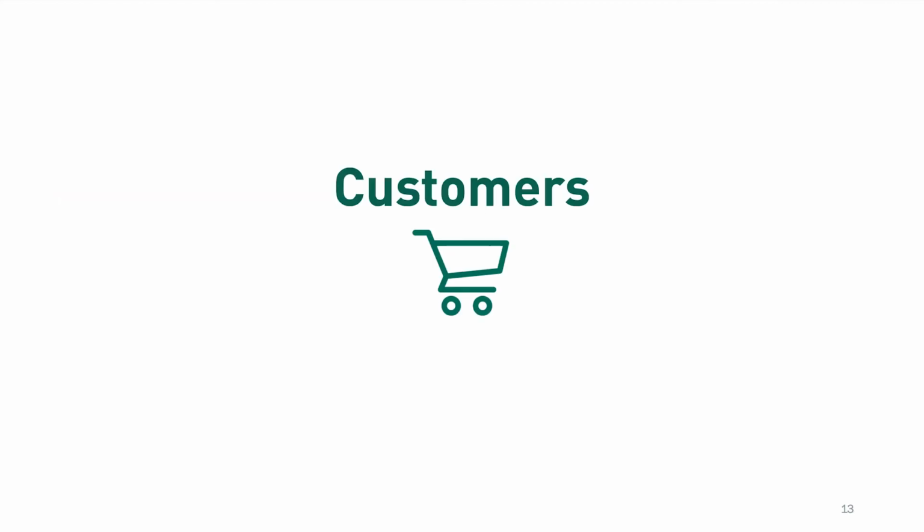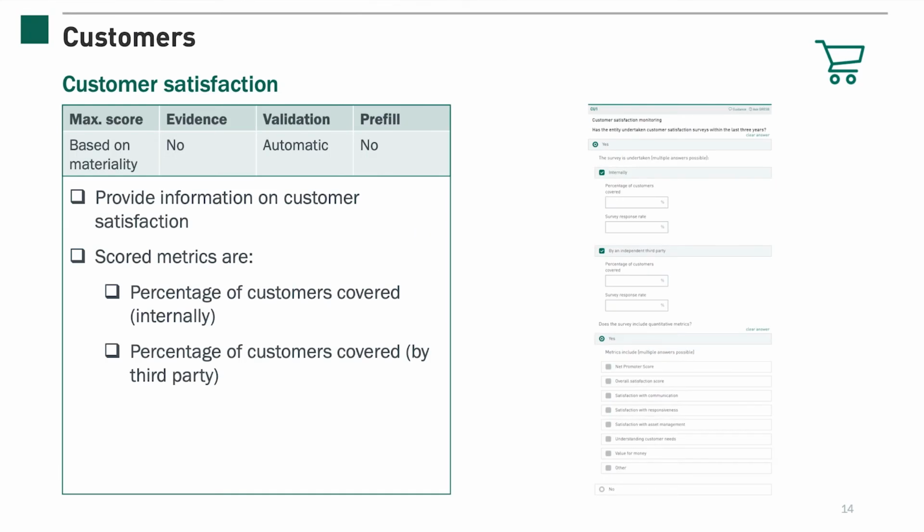The last aspect with social indicators in the performance component is customers. There is 1 indicator in this aspect, which is customer engagement. Entities can obtain points for reporting the percentage of customers covered by a survey and the type of metrics used in the survey. Surveys conducted by third parties receive more points than internal surveys.